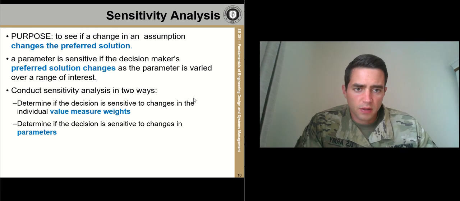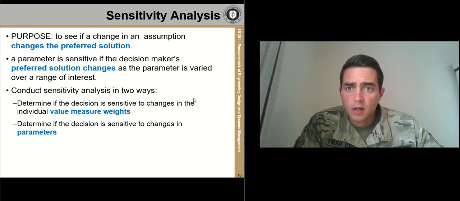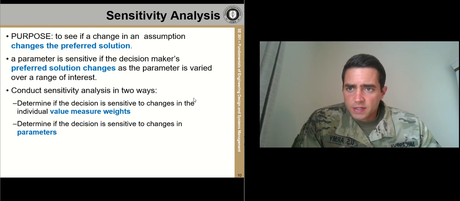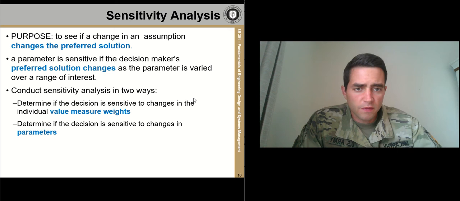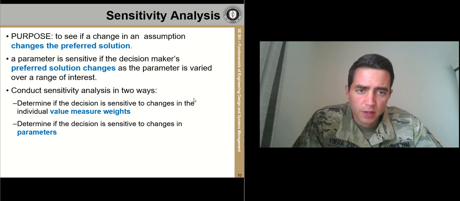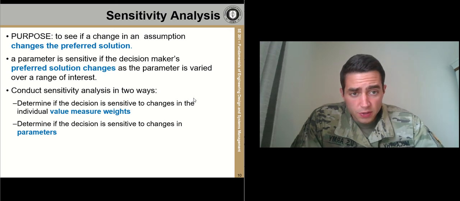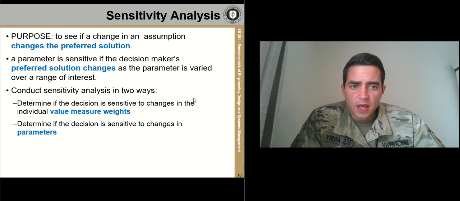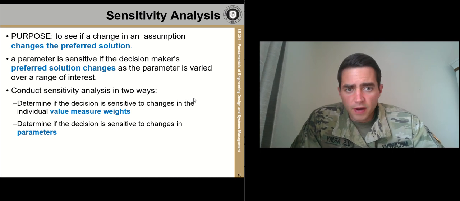So that's half of the lesson for today, and now we're going to move on to sensitivity analysis. So the purpose of sensitivity analysis is to see if any of our assumptions that we've made in the project to this point will change the preferred solution. So we know, based on what we've done with value modeling and the additive value model, we know how to define the numerical best answer based on the values that our stakeholders identify.